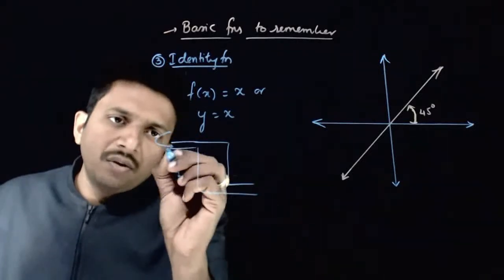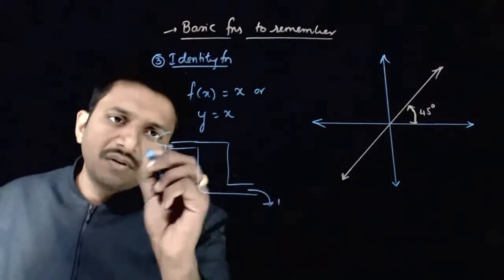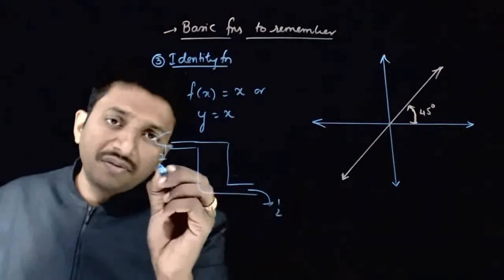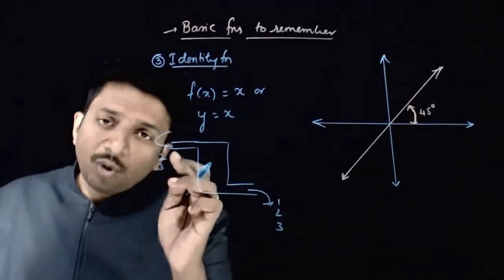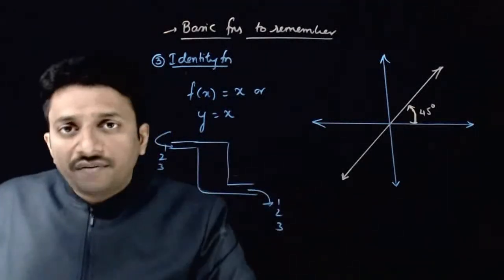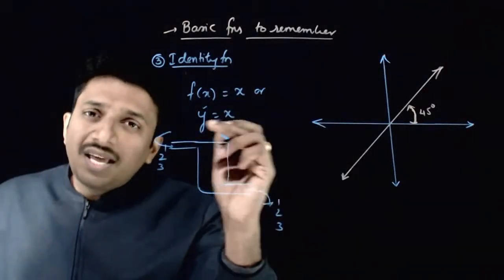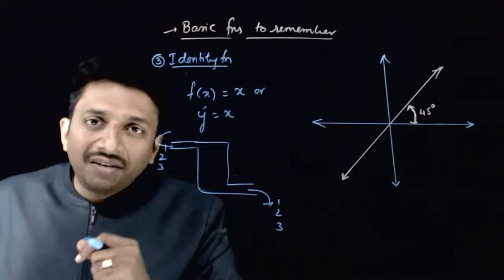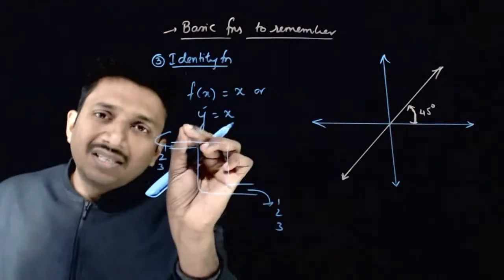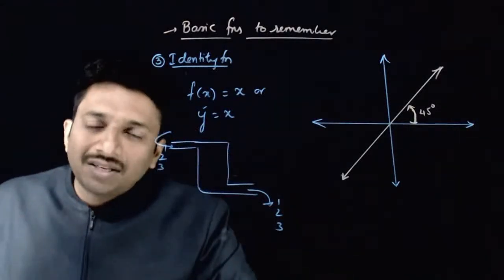So if 1 goes in, 1 comes out. If 2 goes in, 2 comes out. If 3 goes in, 3 comes out. If 2.5 goes in, 2.5 comes out. So whatever value goes in, the same value comes out. That's called an identity function. Every element is mapped to itself. That's called identity function.